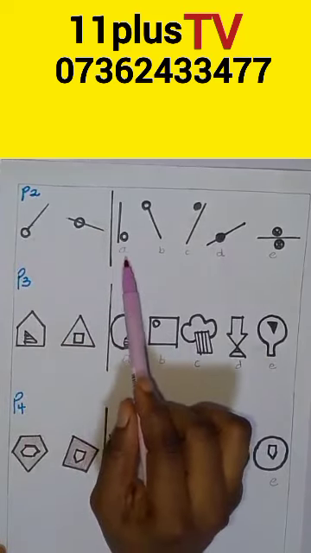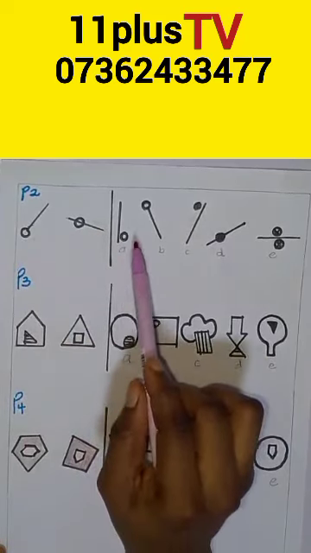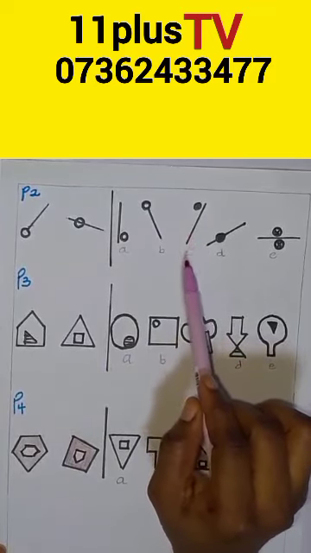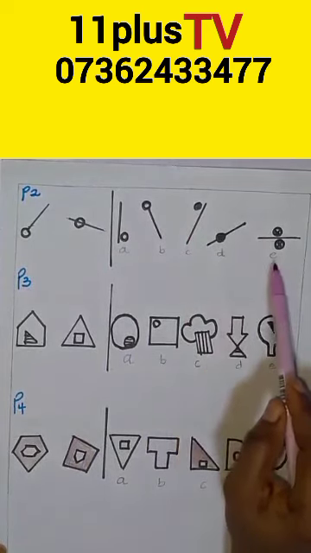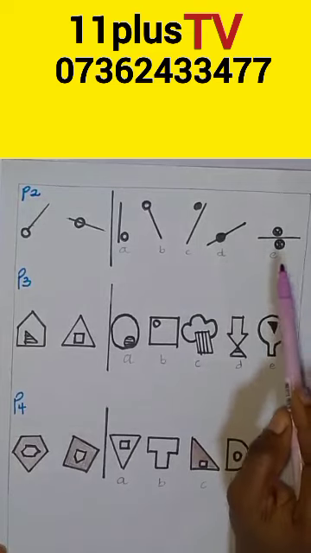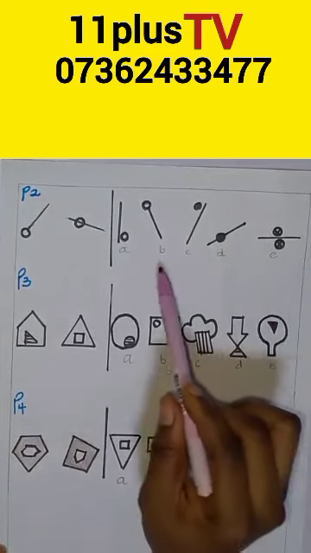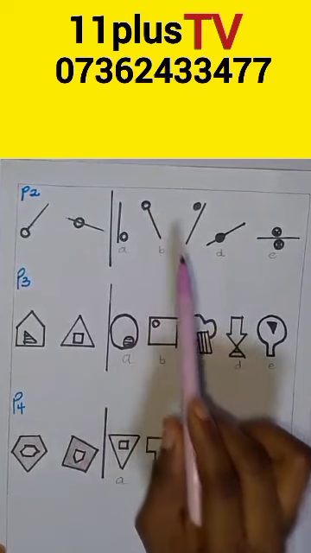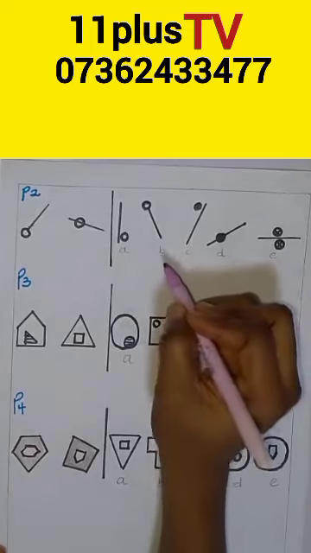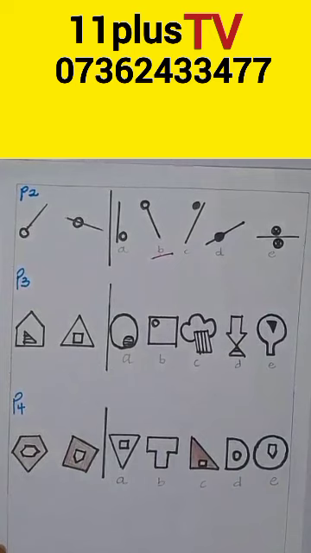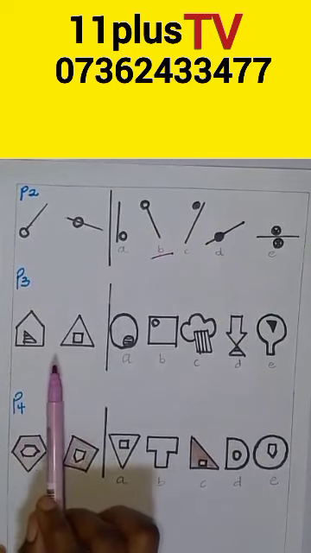Now A is not the answer because the circle is not touching nor crossing the straight line. C, we have a white circle, but this one is having a black circle. Likewise D. And for E, the straight line is having two circles, which makes E incorrect. The answer is B, a straight line and a white circle touching the straight line. So for P2, the answer is B. Let's take P3.